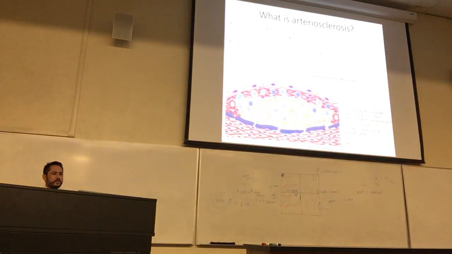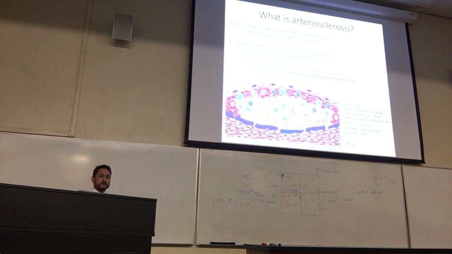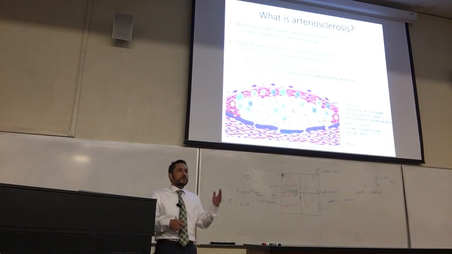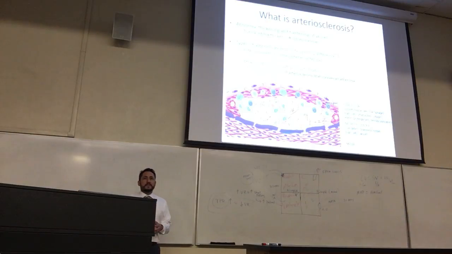Okay. So if we think more about arteriosclerosis, this is a hardening of the vessels resulting in abnormal thickening, like we just talked about mechanistically.